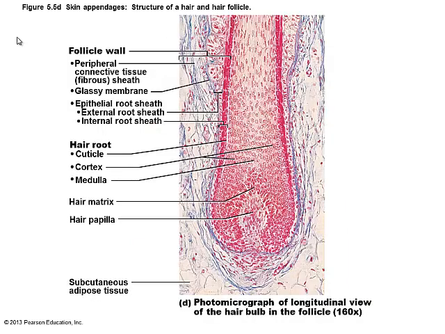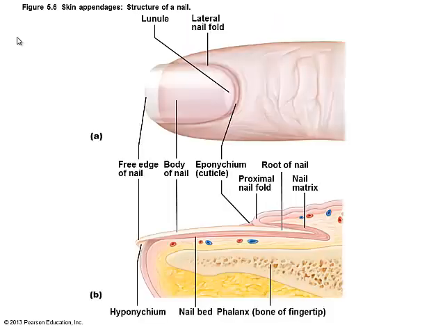Again, next week in lab, you're going to look at slides under the microscope. You're going to look at hair follicles. You're going to look at scalp, find the hairs. The other appendage of skin is nails. So nails are extra keratinized, very hard.